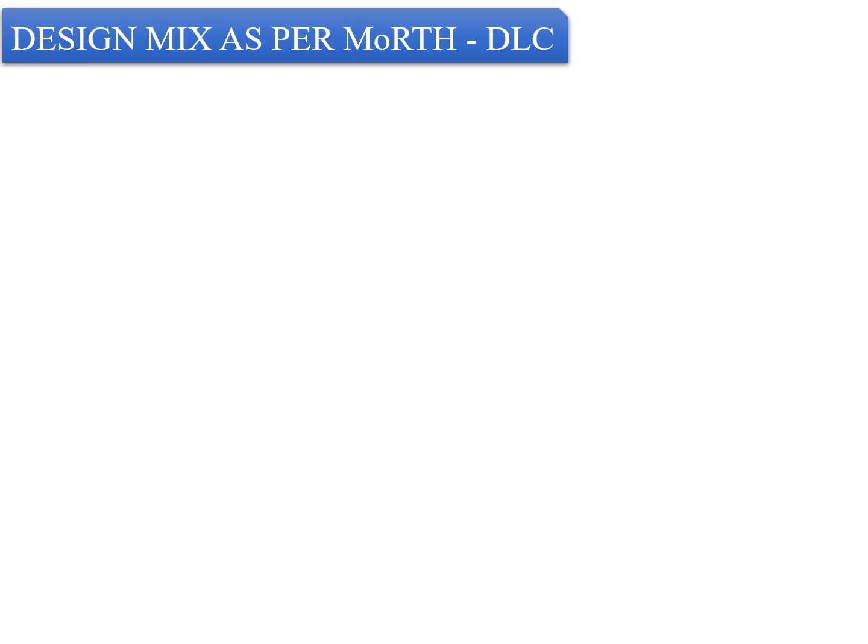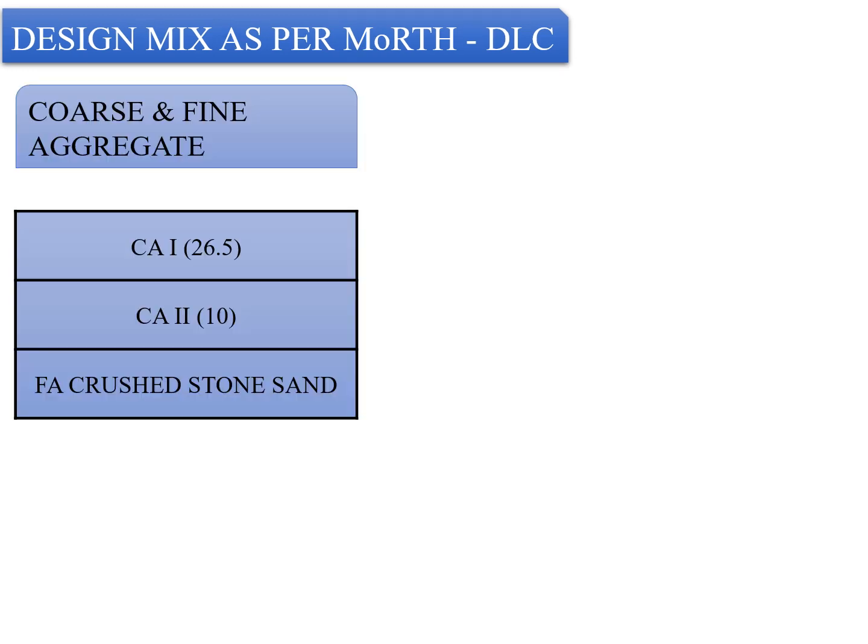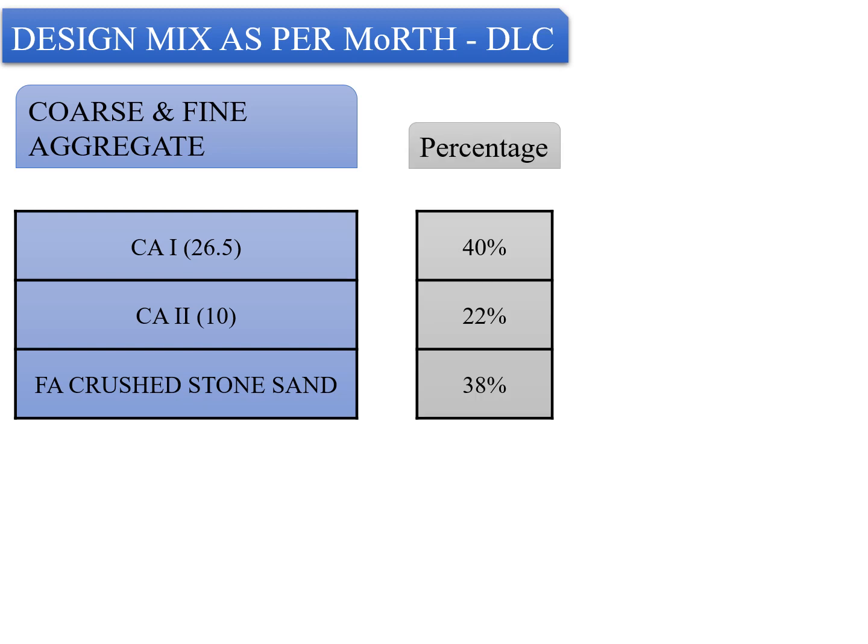So once we identify the total aggregate content in the DLC mix, the different proportions of coarse aggregate Ca1, Ca2 and the fine aggregate can be determined by doing the gradation. The gradation should meet the requirements given in Table 600.1 of MORTH, where the maximum size of aggregate is 26.5 mm and the lowest sieve size is 75 micron.